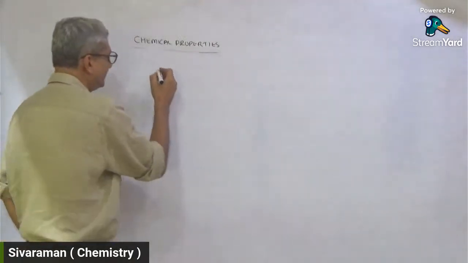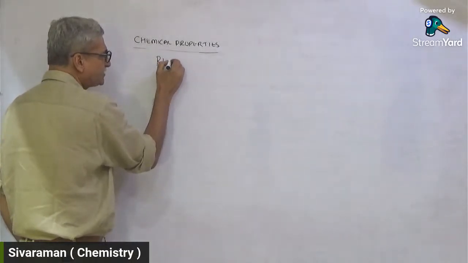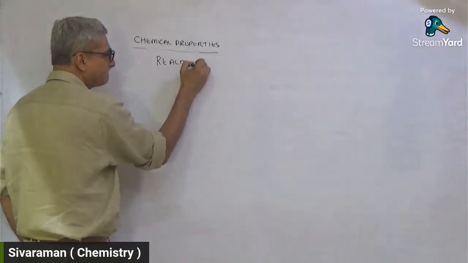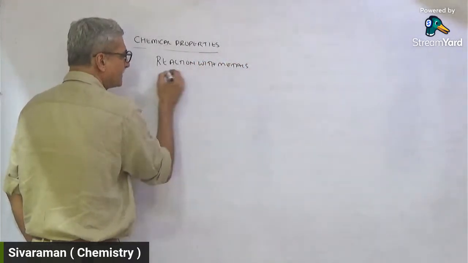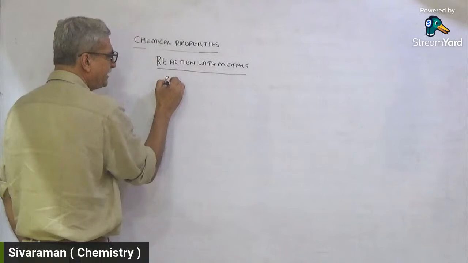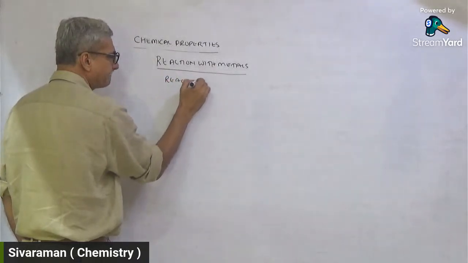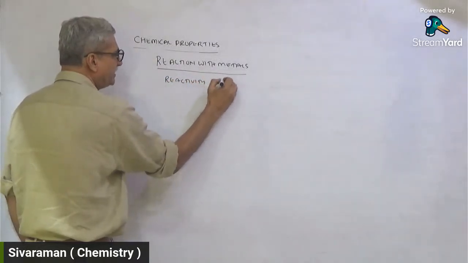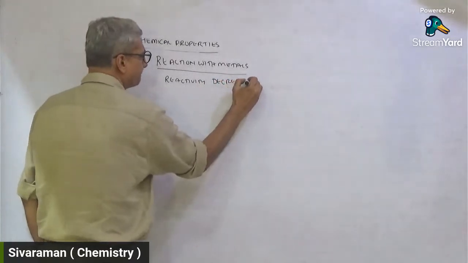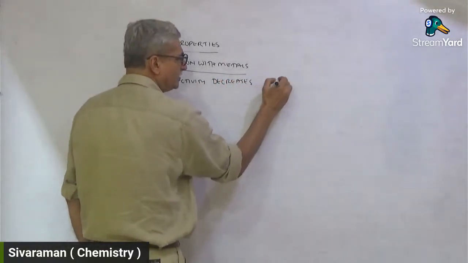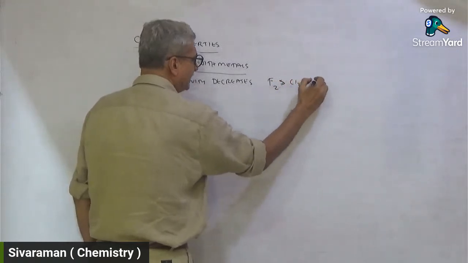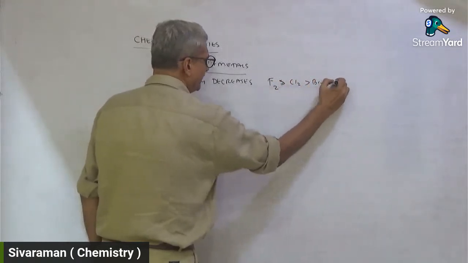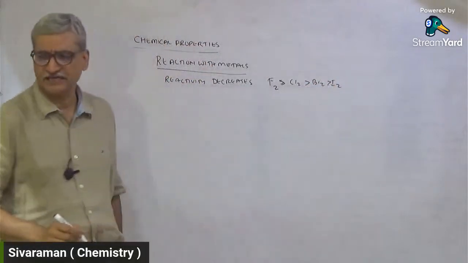Reaction with metal and non-metal. Basically, we'll talk about reaction with metals. So first of all, reactivity decreases in the order of fluorine greater than chlorine greater than bromine greater than iodine. So iodine will be least reactive with metals.